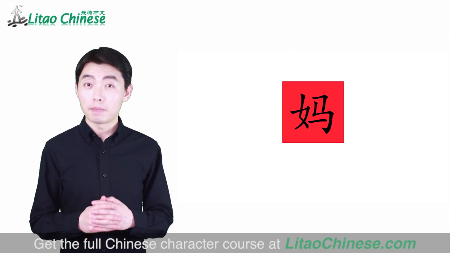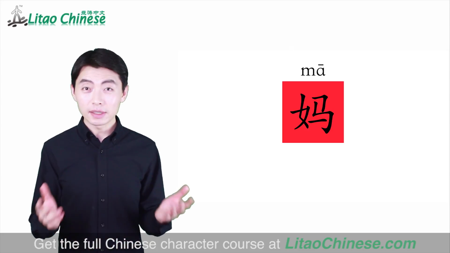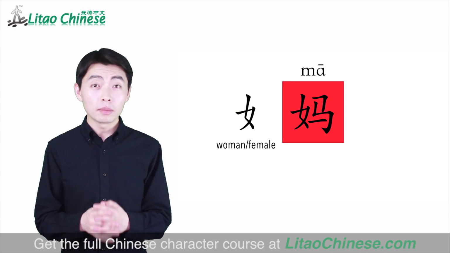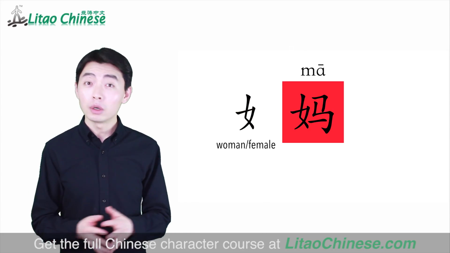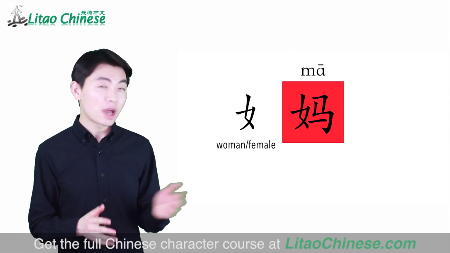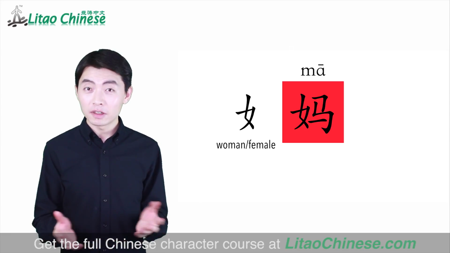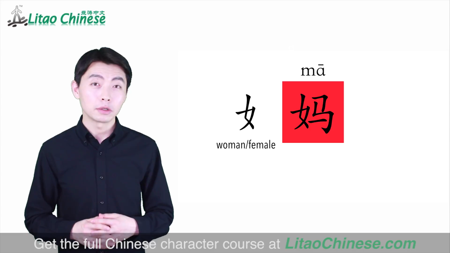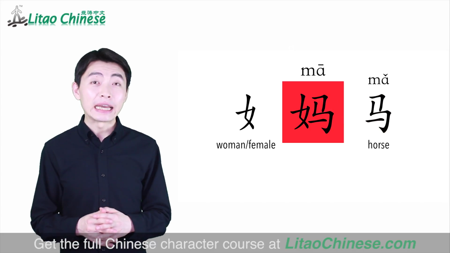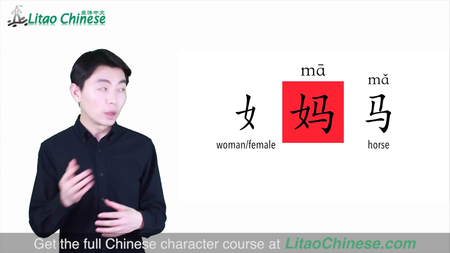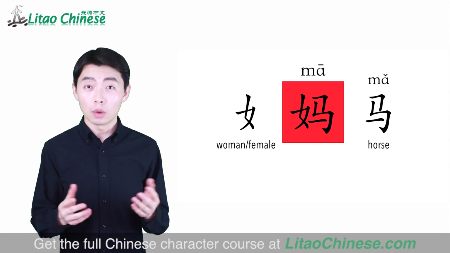This character is 妈. Ma. You can see the left part is the woman-related component. So we can guess the meaning of this new character is probably relevant to woman or female. The right part is the character 马. We learned it already. It means horse.